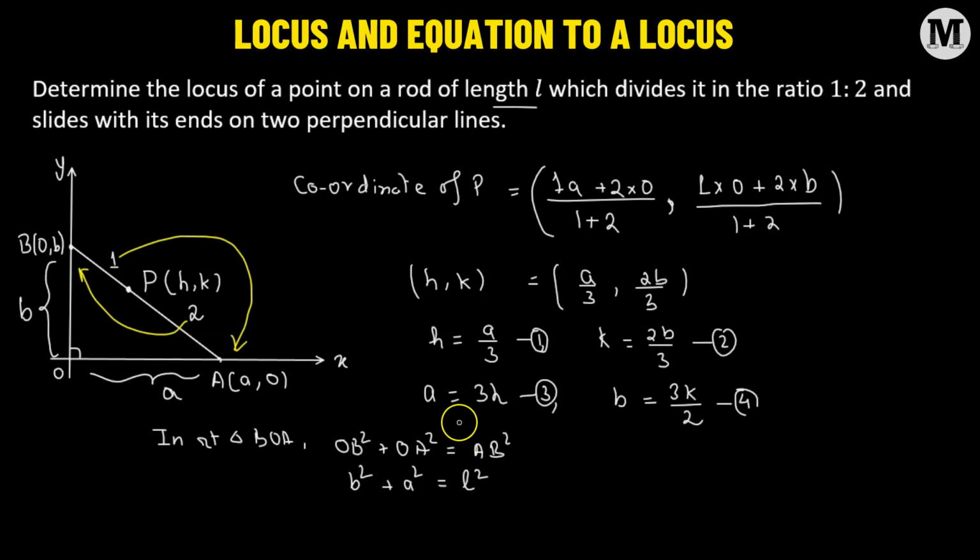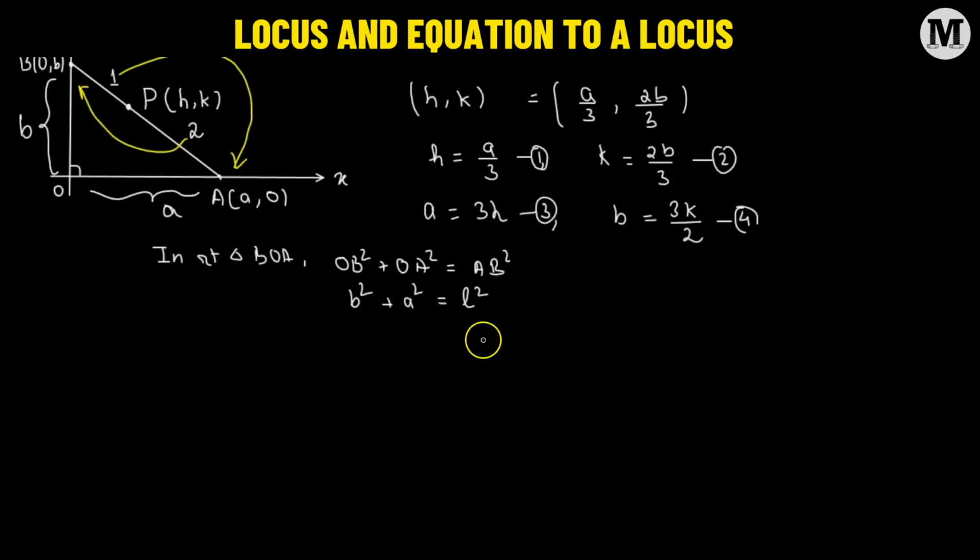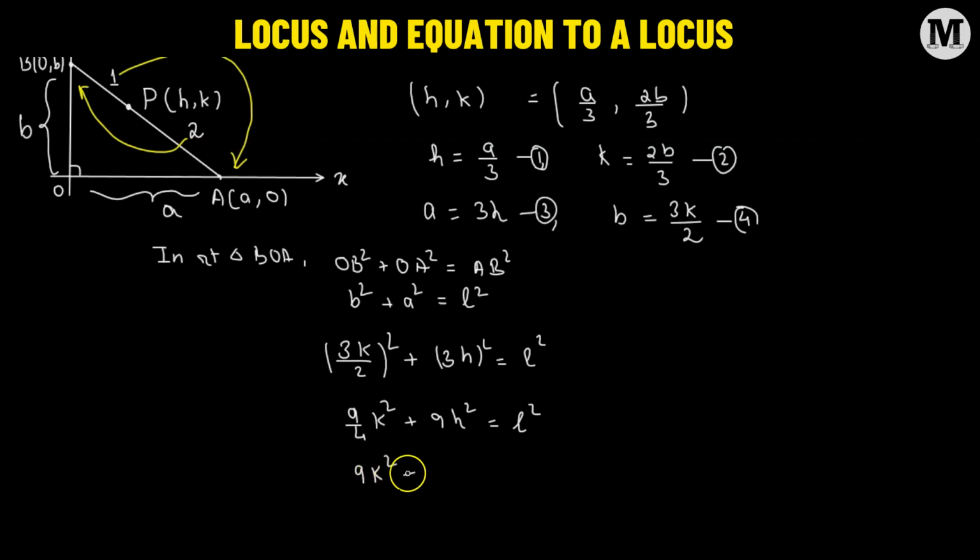And we are going to replace the value of a with 3h and b with 3k over 2. Fine, let's do that. So we get (3k divided by 2) whole squared added to a squared, a will be (3h) whole squared. So this will be equal to the length squared. We get 9 over 4 k squared added to 9h squared. This will be equal to length squared. Fine. So let's multiply throughout by 4. So we get 9k squared plus 9 times 4, that's 36h squared, equal to 4 times L squared.